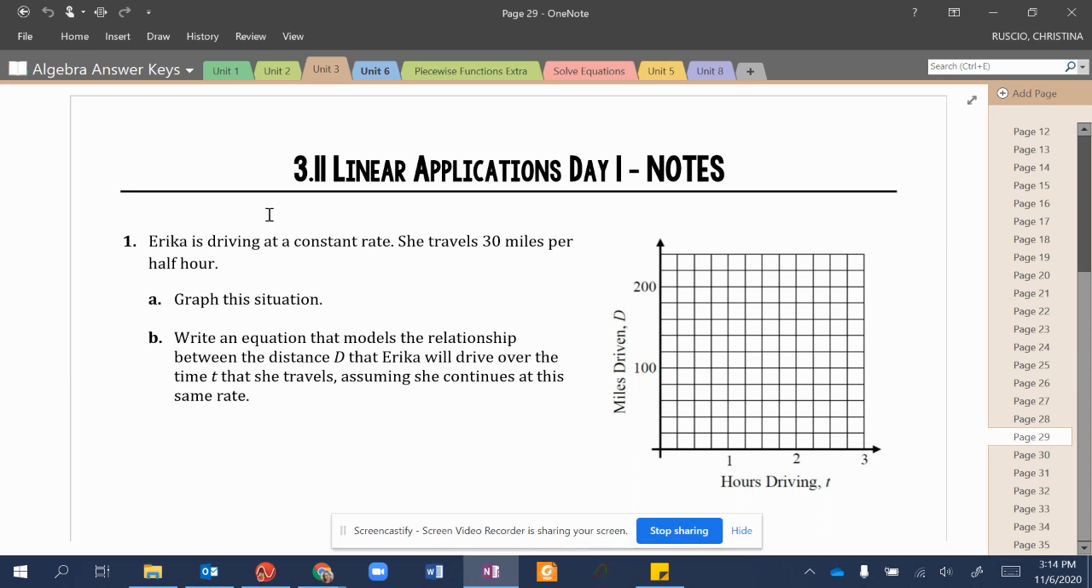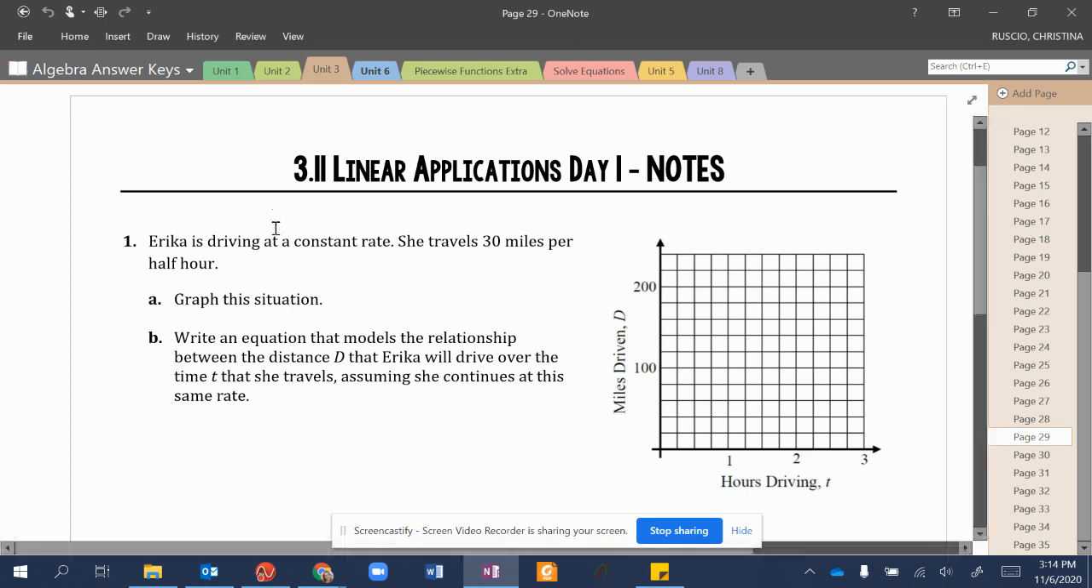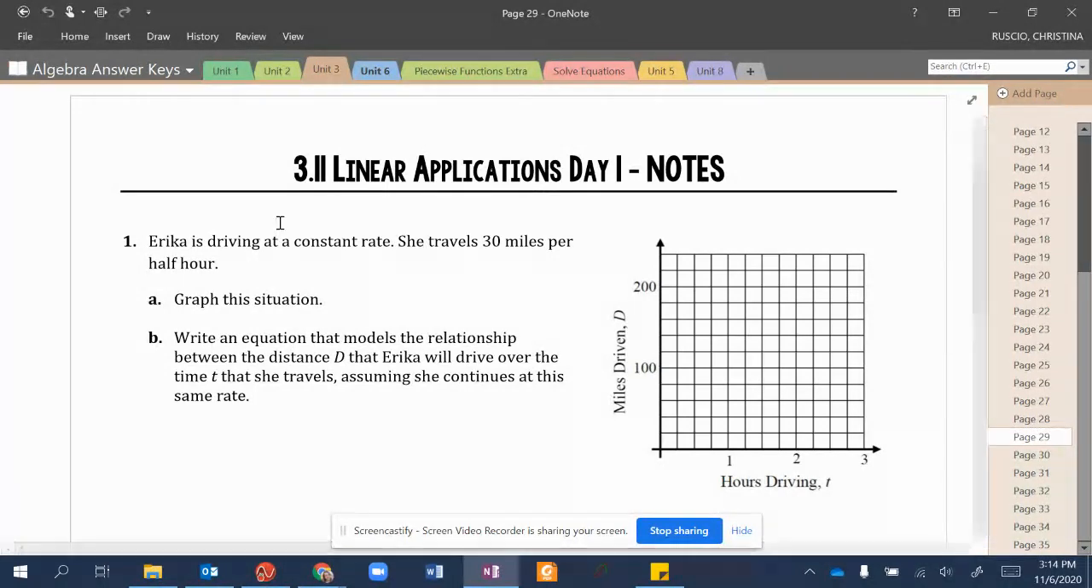This is the 3.11 Linear Applications Day 1 Notes video. So what we're going to do in this video is talk about some of the ways that we can see linear applications, so linear equations, in real life context. So let's start with example number 1.